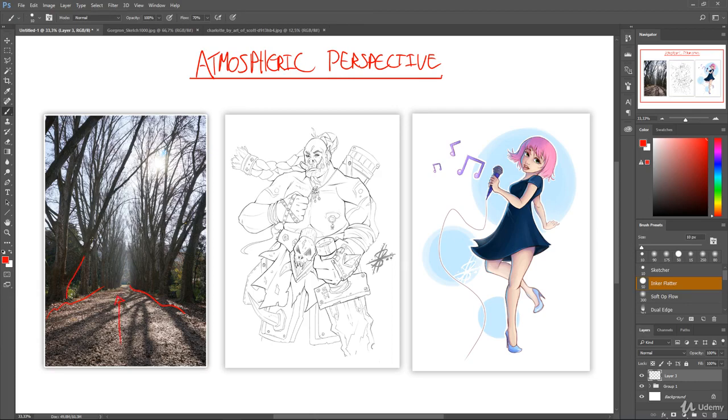And what this means is that foreground elements are darker, clearer, sharper, and more contrasting, and as elements move back into the distance, because of the buildup of air, their values are lighter, they have less detail, they're much less contrasting, and that means contrast between one object to another, and they overall have less detail. And so this really is what atmospheric perspective is.